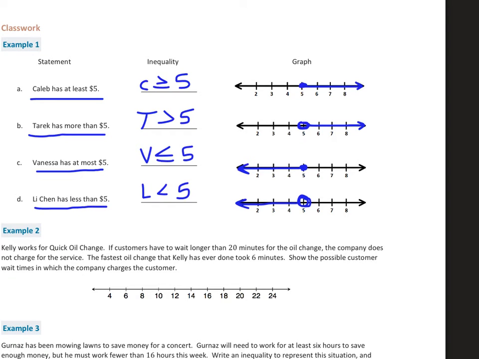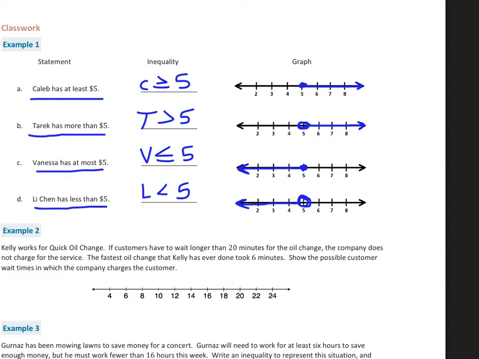So in review, in order to graph inequalities, we have 4 options here, but really just 2, right? The closed dot is with the equal to sign. That means it could be, but then it's also going to go one direction, either less than or greater than. The open dot means it does not include that. It is greater than 5 or it is less than 5.